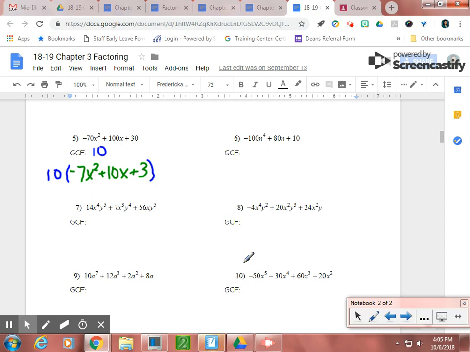So same thing on this one. What do all 3 of them have in common? They have a 10 that you can take out. Then dividing those, I have negative 10n to the 4th, 8n, and 1.